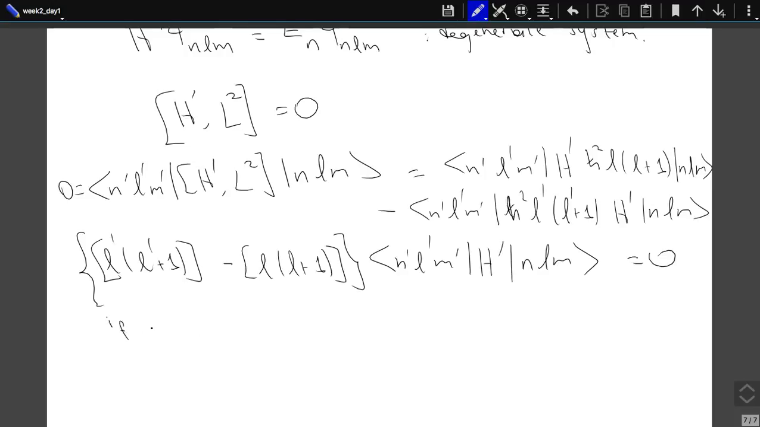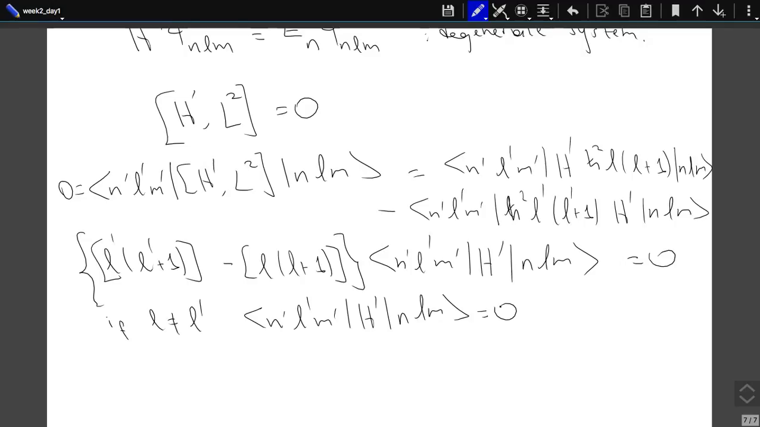So if l is not equal to l prime, the matrix element n prime, l prime, m prime, H prime, n, l, m is equal to 0. So H prime is already diagonal. It doesn't mix states with different l. States with different l, even if n and n prime are equal, are degenerate states. But if l and l prime are different, H prime doesn't mix them. The corresponding off-diagonal elements are 0.